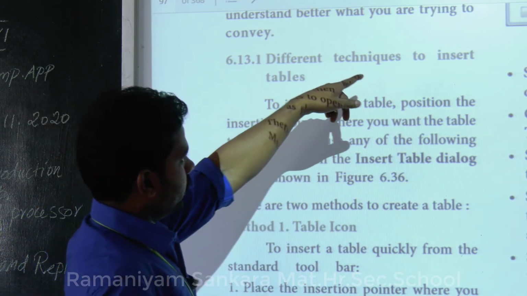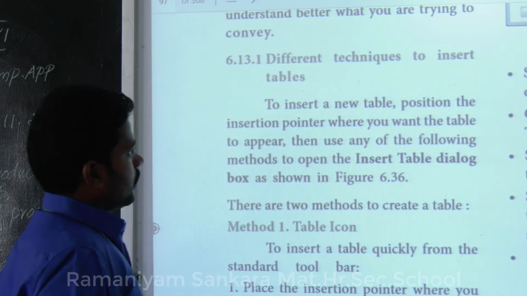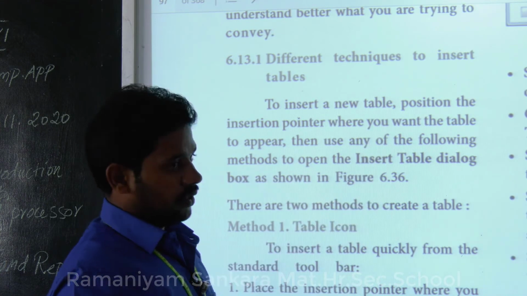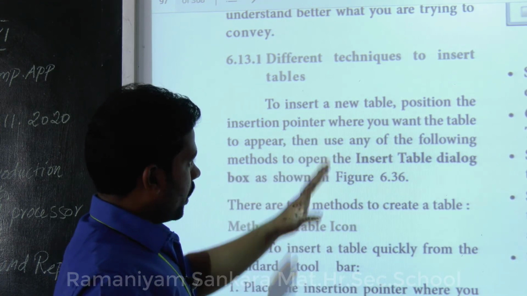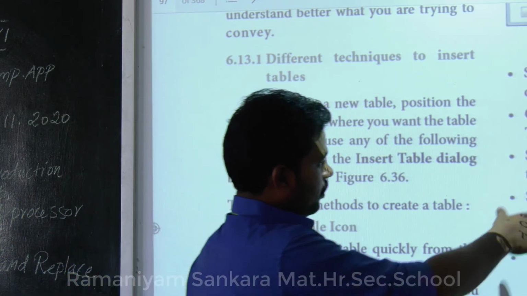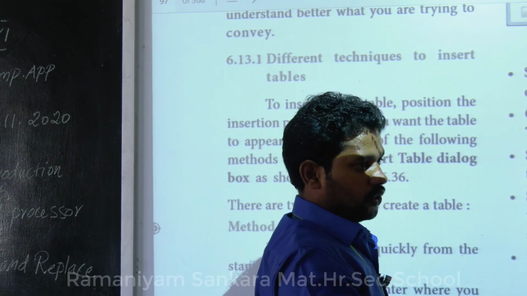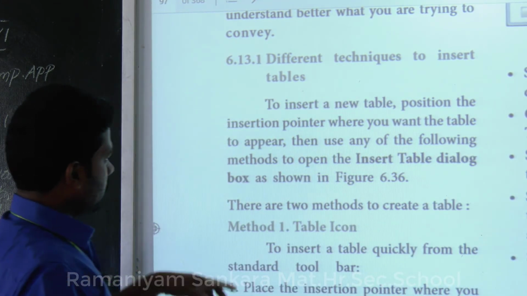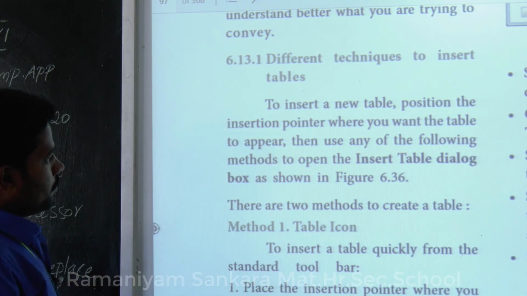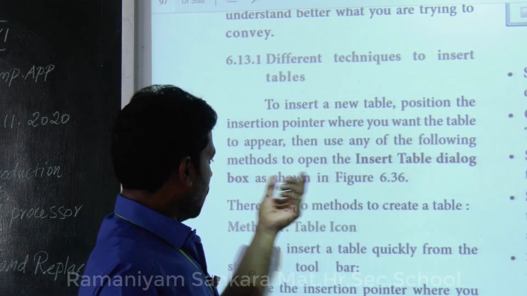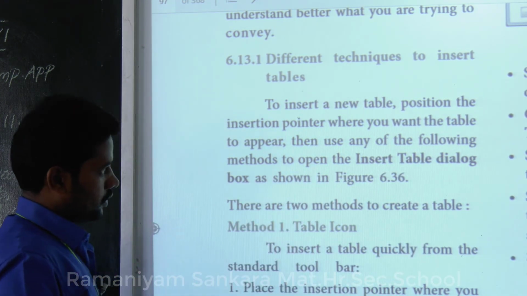And the next subtopic, 6.13.1, different techniques to insert tables. What are the different methods or ways by which you can insert a table? To insert a new table, position the insertion pointer where you want the table to appear. For example, if you want the table to appear this side here, you have to use the mouse and place the mouse pointer here. After placing the mouse pointer, use any of the following methods to open the insert table dialog box as shown in figure 6.36.